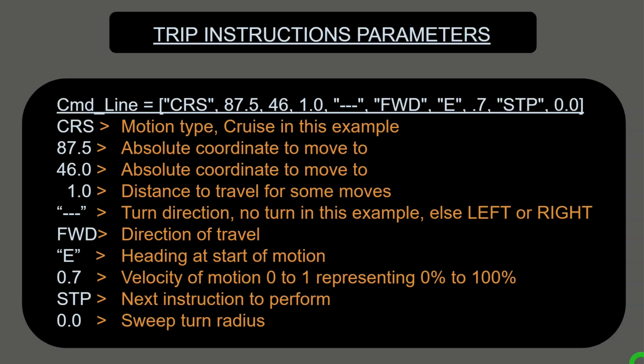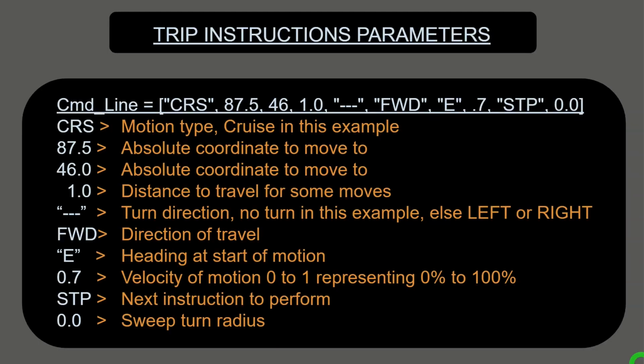The trip instruction parameters are very similar to what we've had in the past on the previous version. We'll have 10 parameters that define all the items needed for that motion to be performed. And it would look very similar to that particular command, which is a cruise command. So let's break it down parameter by parameter. CRS is the motion type, which is a cruise in this example.